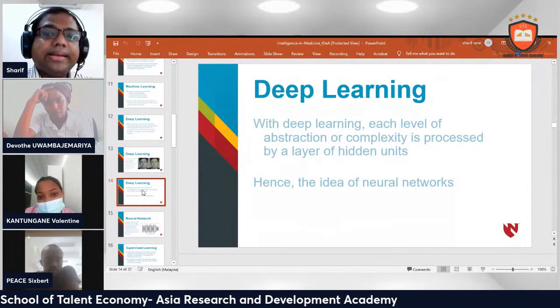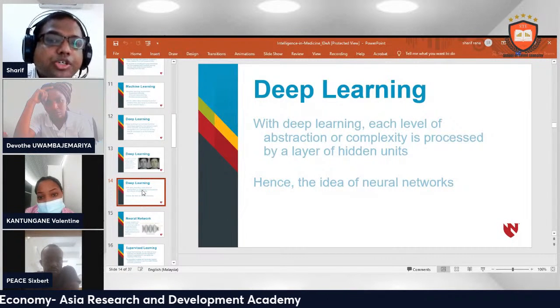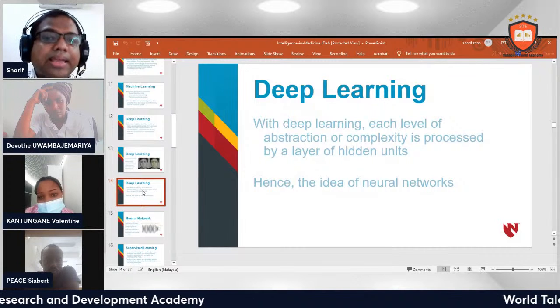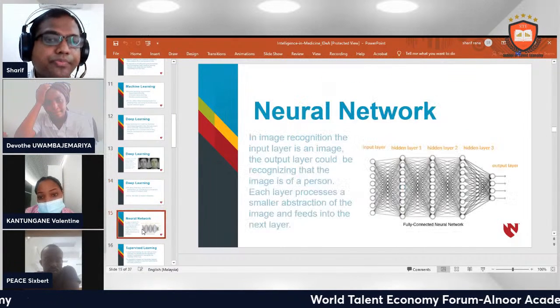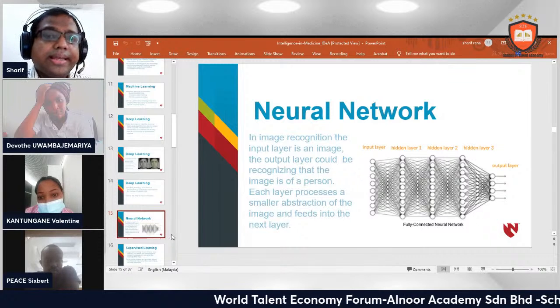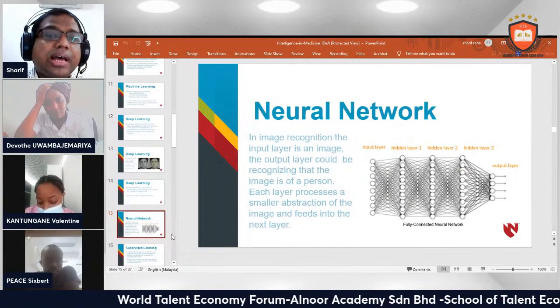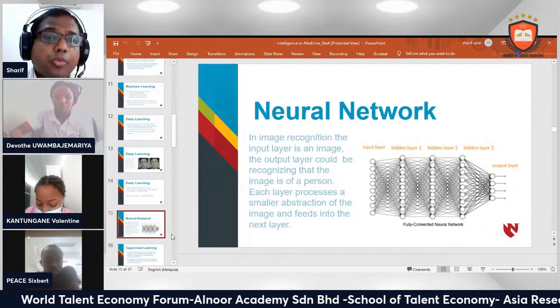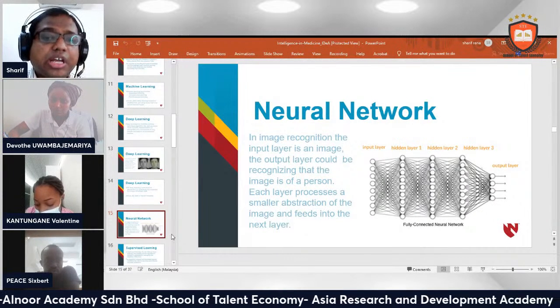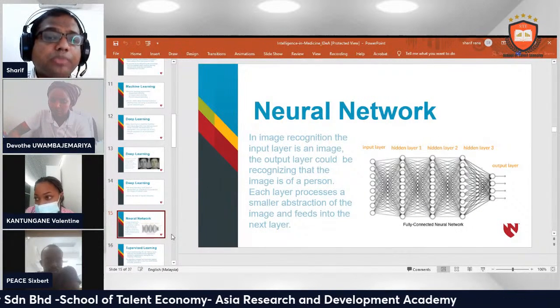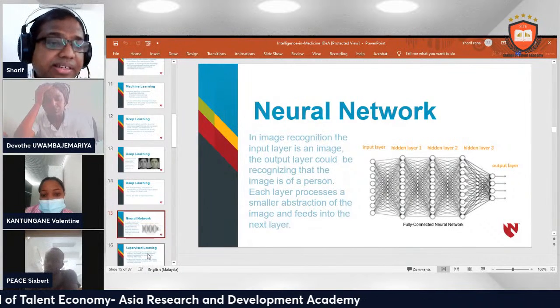So, what is deep learning? With deep learning, each level of abstraction or complexity is processed by a layer of hidden units. Hence, the idea of a neural network. In image recognition, the input layer is an image. The output layer could recognize that the image is of a person. Each layer processes a smaller abstraction of the image and feeds it into the next layer.